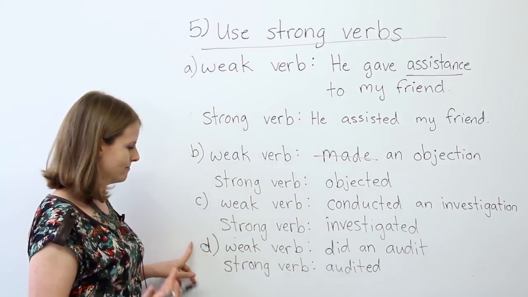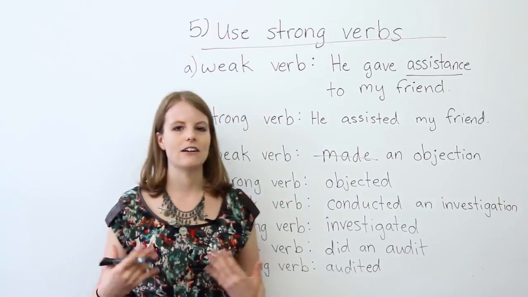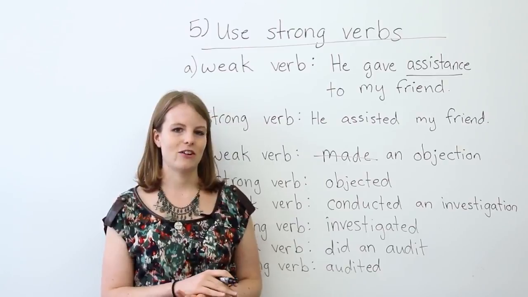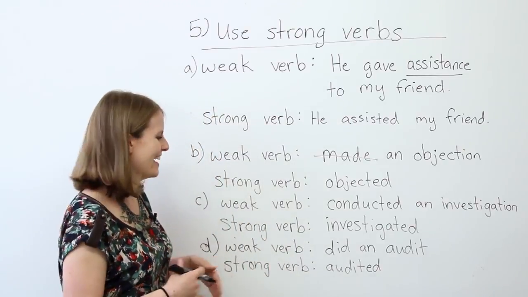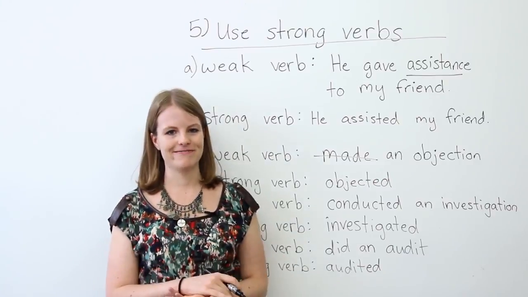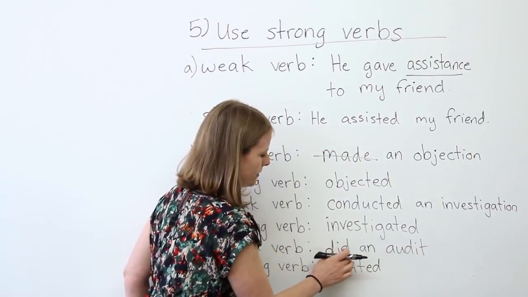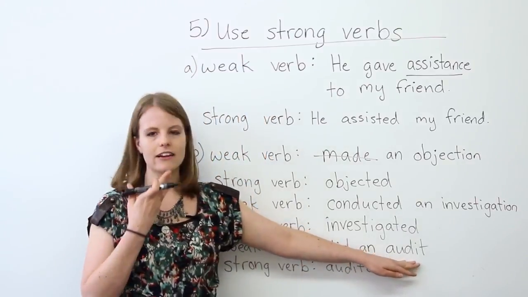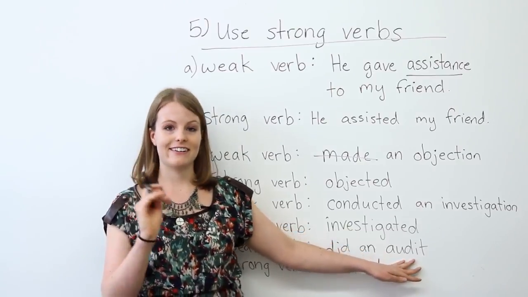Okay, finally, for our fourth example, the weak verb is did an audit. They did an audit on Wesley Snipes. I don't know. Poor joke, maybe. They did an audit on someone. So again, I see the word audit. So here's a verb, and here's a noun. But I look at this noun and I think audit. Is there a verb form of the word audit? Yes, there is.